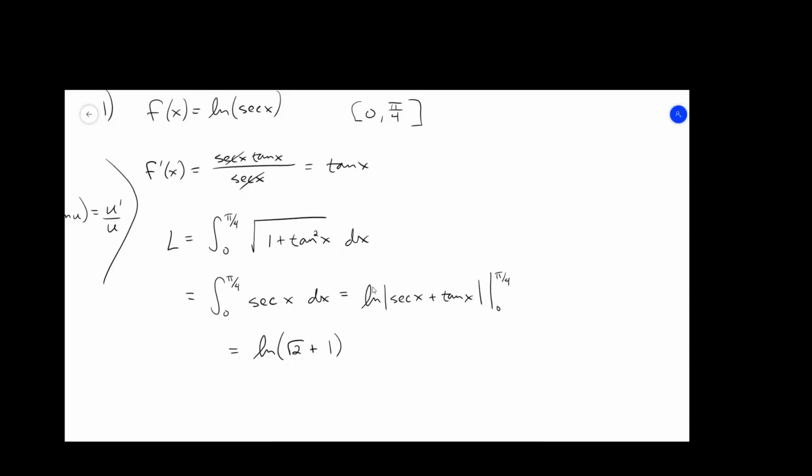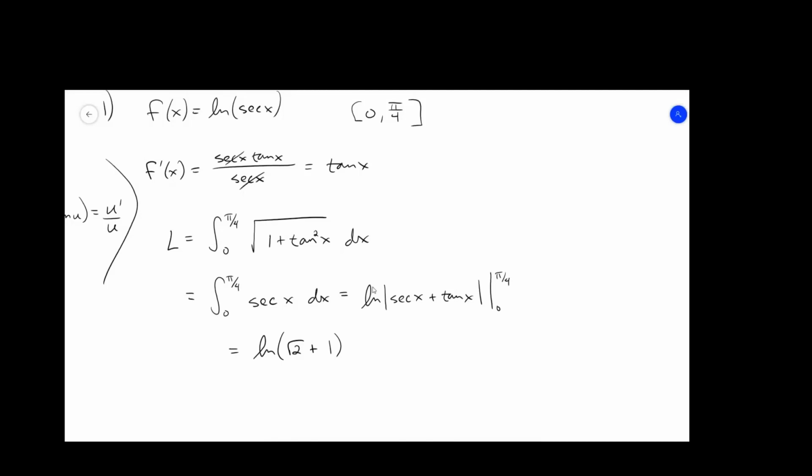Okay, good. In this particular case, we also should at least think about what happens when we plug in 0, because we're dealing with trig functions. If we plug in 0, we get the secant of 0, which is actually 1, and the tangent of 0 is 0. So we end up with the natural log of 1, which is 0, so that term just disappears.